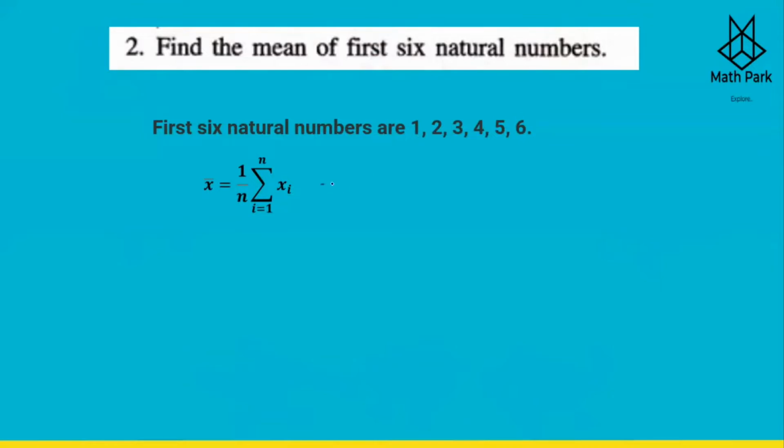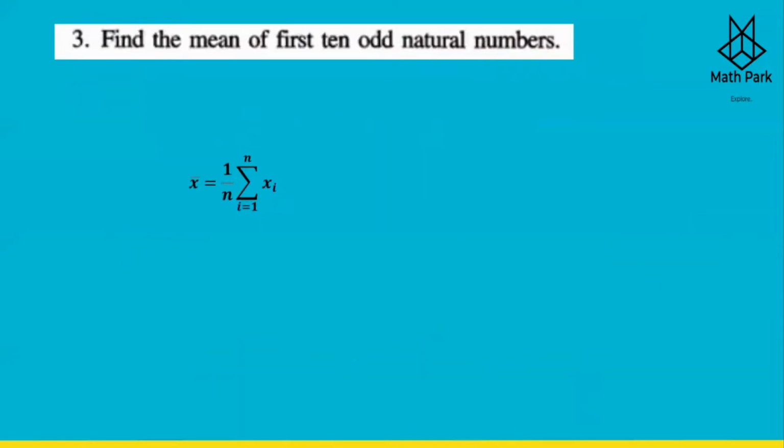When we add these natural numbers, 1 plus 2 plus 3 plus 4 plus 5 plus 6 divided by 6, the sum of these numbers is 21 and 21 divided by 6 we get 3.5. So this is how the mean of first 6 natural numbers is 3.5. Find the mean of first 10 odd natural numbers.